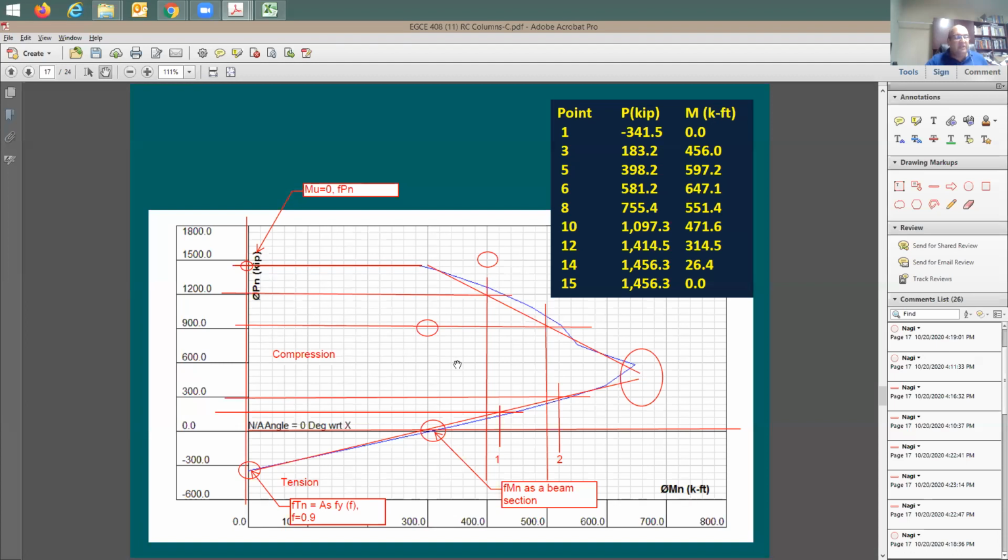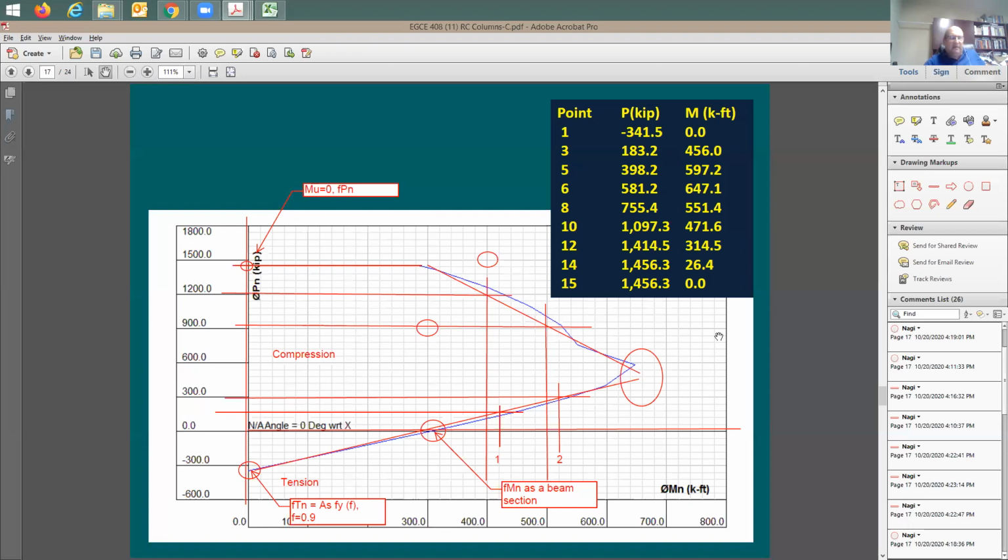If the combination here is going to be falling out of this envelope, what does it mean? It means your section here is unable to support this combination of an axial load and moment. And I said, let me give you here an example. Okay, I have an axial load of 1500 kips and a moment demand of 400 kips. You think your column is going to be able to support it?